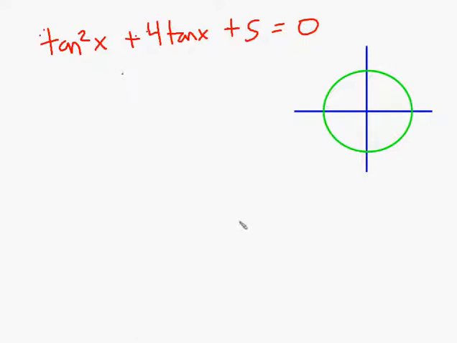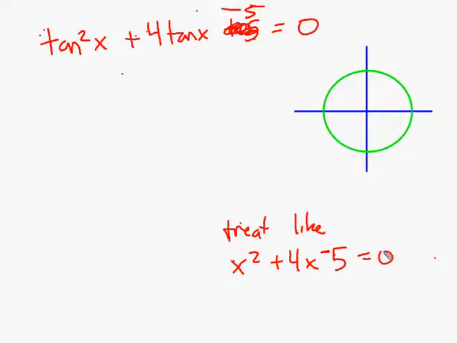So we're going to factor. We're going to treat it like x squared plus 4x. Let's make that a minus 5. Sorry. Make this a minus 5. I meant it to be factorable. Minus 5 equals 0.